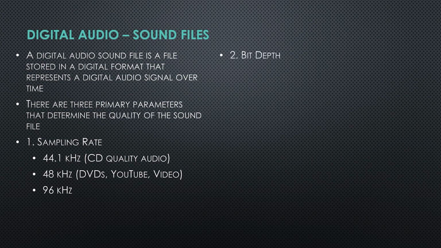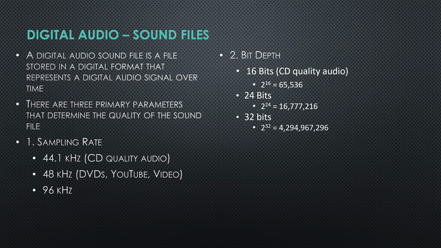The other big component, the second component of the 3, is bit depth. So 16 bits, that is once again CD quality audio and has been for a long time and probably will remain that way, which is 2 to the 16th, which gives us a little over 65,000 values. 24 bits, which again gives us 16 million values, as well as a 32-bit system, which gives us significantly greater. As you can see, we have 4,294,000,000.